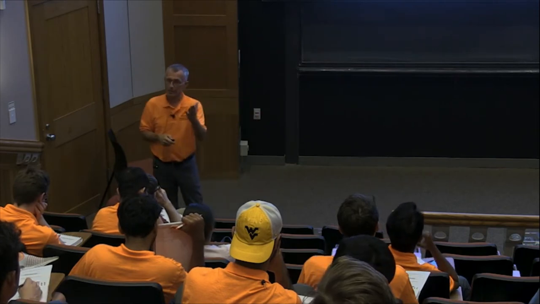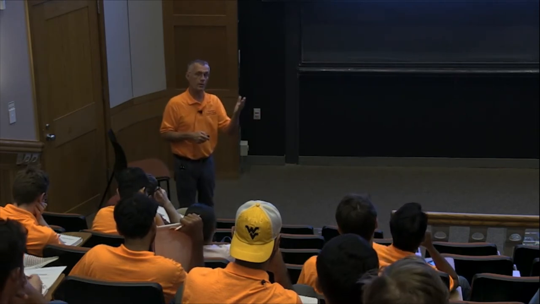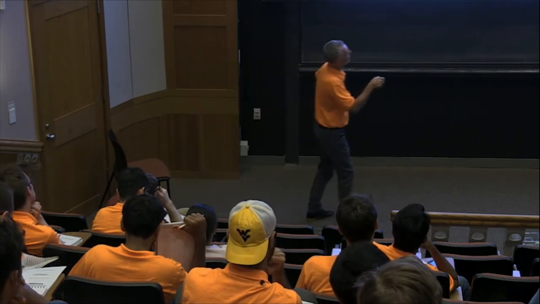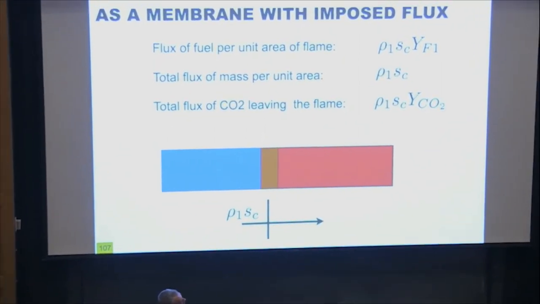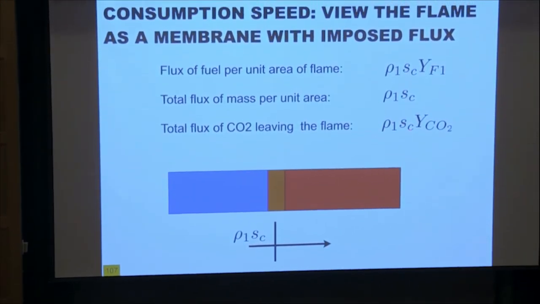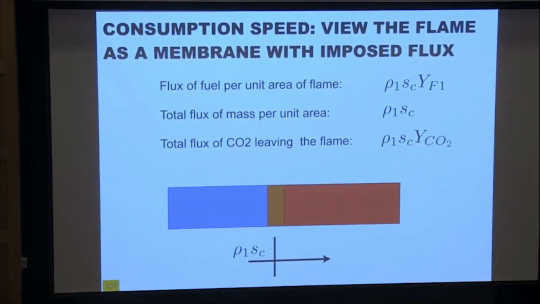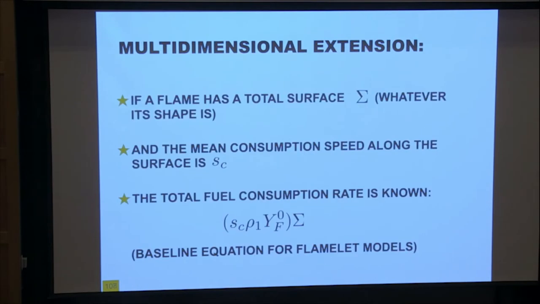But then there's a second property: this is true for any species. For example, if I want to know how much CO2 is leaving on this side, and I know the CO2 concentration here, the flux of CO2 going out will be rho 1 SC YCO2. Not rho 2 SC, rho 1 SC. This is where things get tricky. This is the total flux, and you just have to multiply it by the CO2 mass fraction in the burnt gases to have the CO2 flux. If you want H2O, you put the H2O mass fraction in the burnt gases, and it will work. We will use this property, and it's a very easy way to interpret flame speeds compared to the displacement speed.